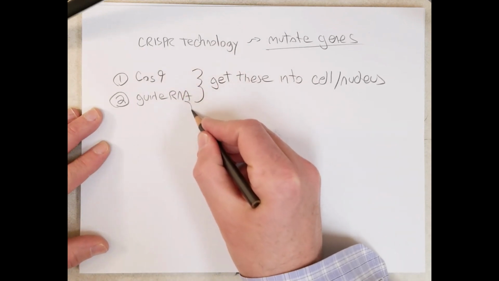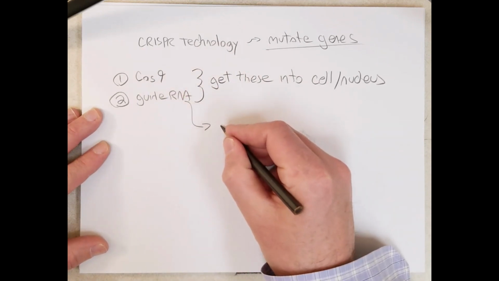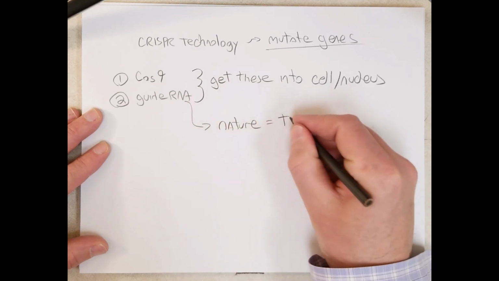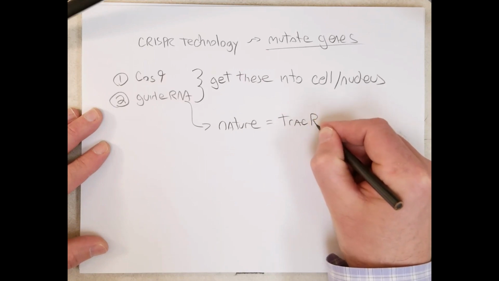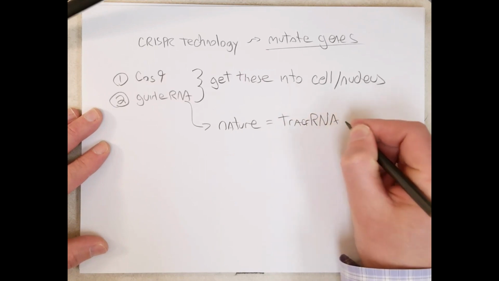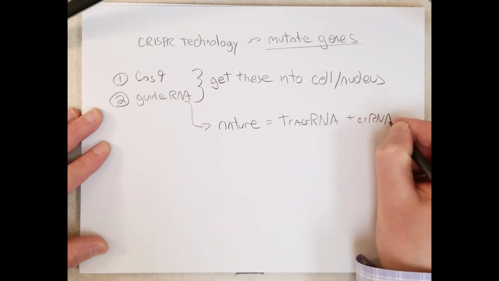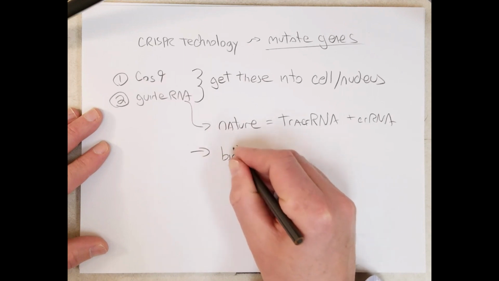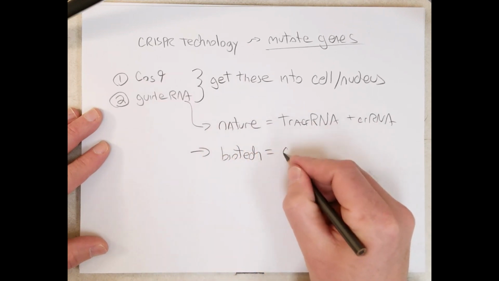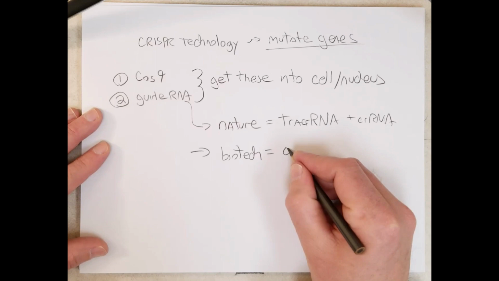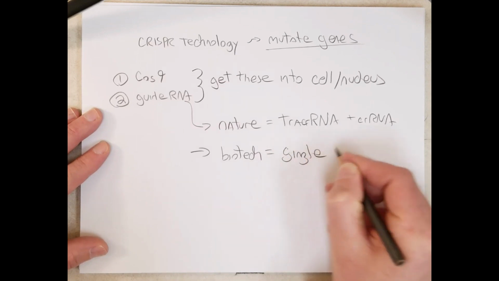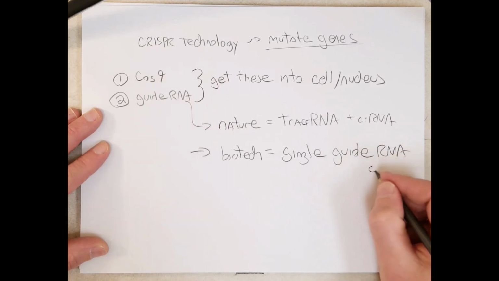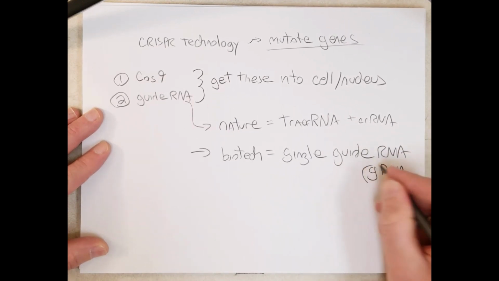In nature, the guide RNA is made up of two RNA molecules, right? So in nature, the bacterial cell needs a tracer RNA and a CRISPR RNA. So in research or biotechnology, to engineer genomes, scientists have figured out we can use one RNA molecule. So a single guide RNA molecule. Sometimes this is abbreviated as gRNA.